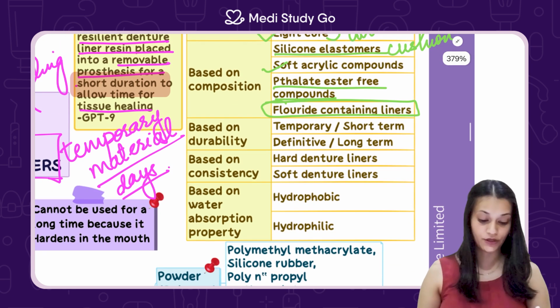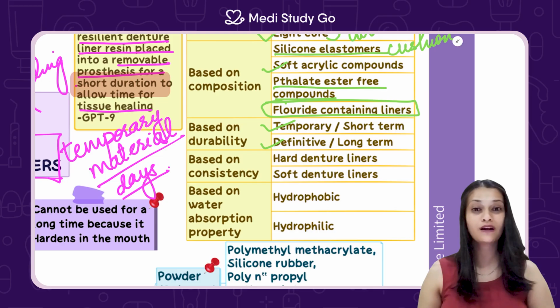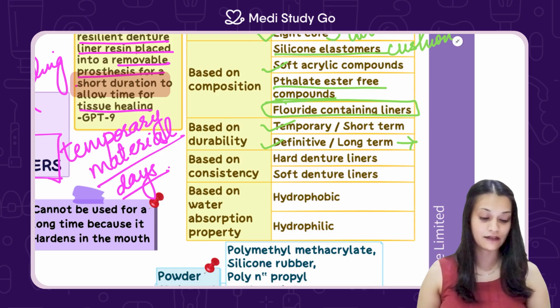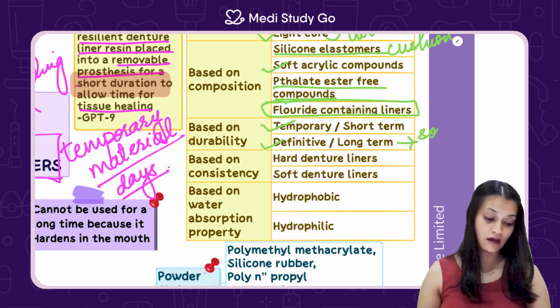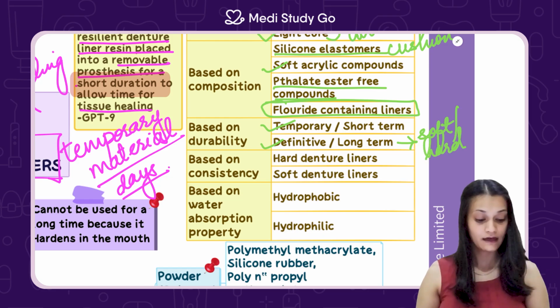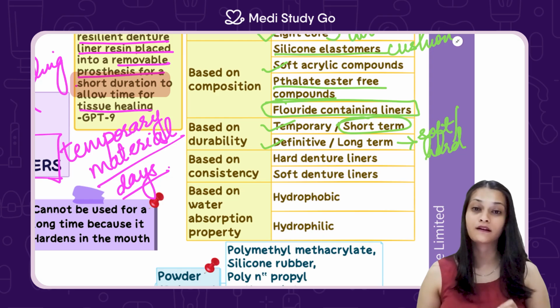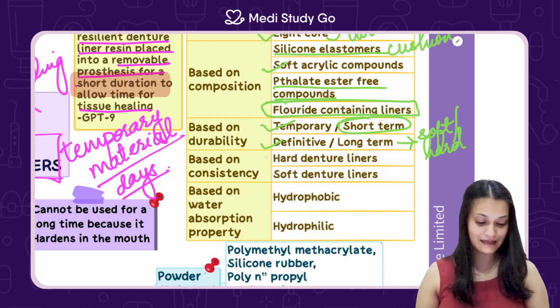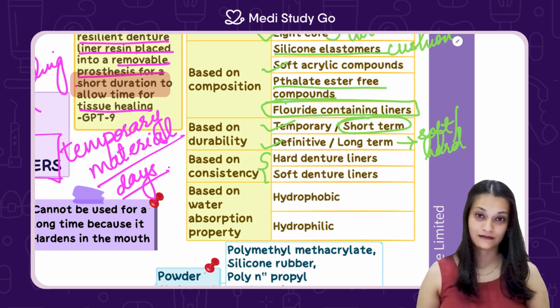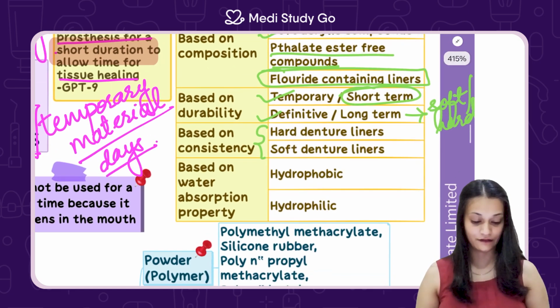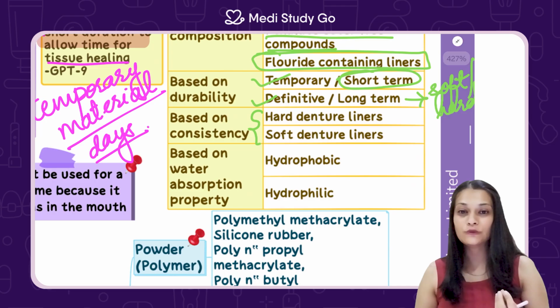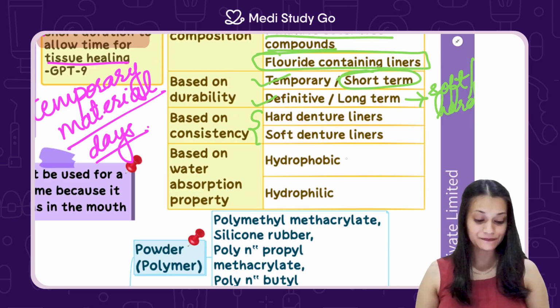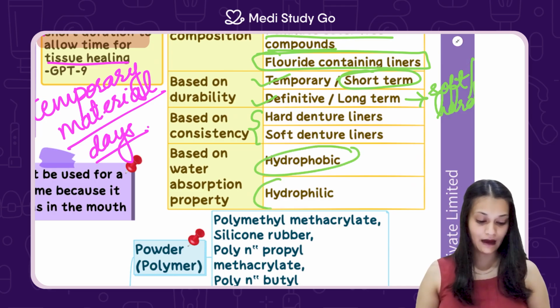How long do I want to use it? Is it for temporary, short term or definitive? If I'm talking about definitive, what I'm talking about here is the hard and soft liners and not the tissue conditioner. Tissue conditioners will always fall under the short term and temporary category. Based on the consistency, again, hard and soft liners. So it is basically about the liner here. And how well they react with water or absorb water will be hydrophobic and hydrophilic in nature.